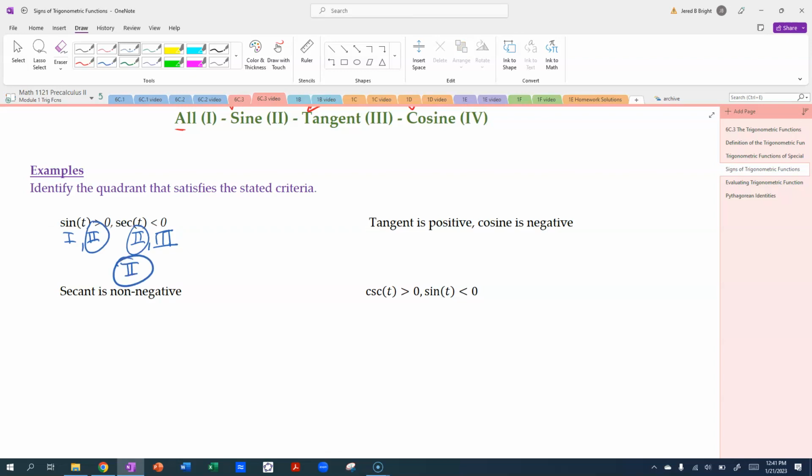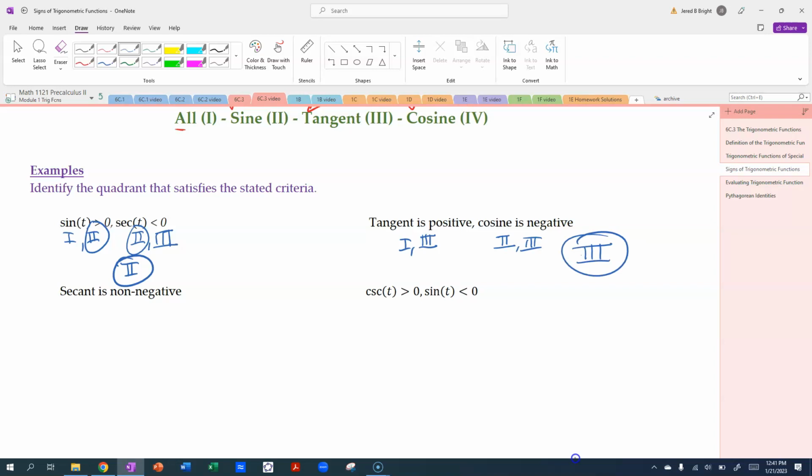Next one, over to the right. Tangent is positive. That occurs in 3 and 1. Cosine is negative. Cosine is negative in quadrants 2 and 3. So the only quadrant that satisfies both of those is quadrant 3.